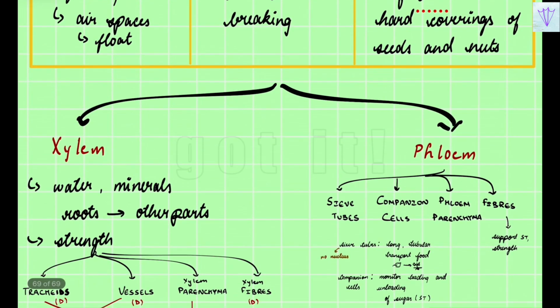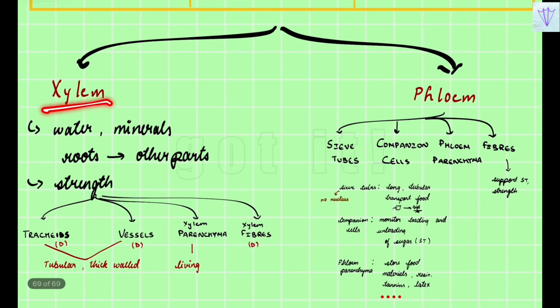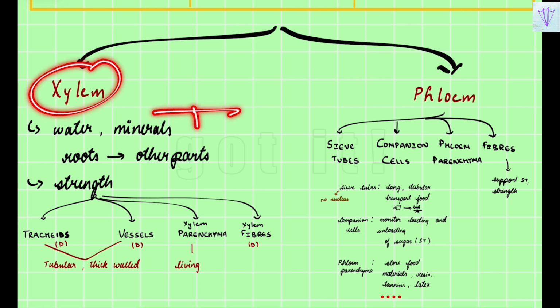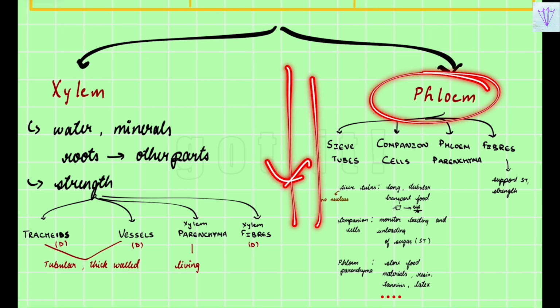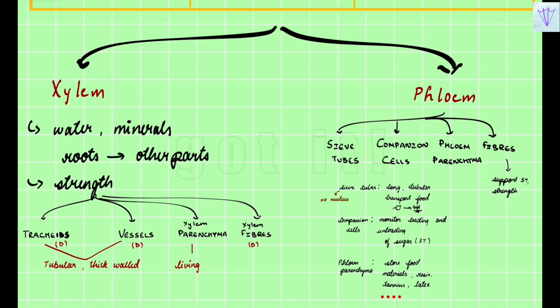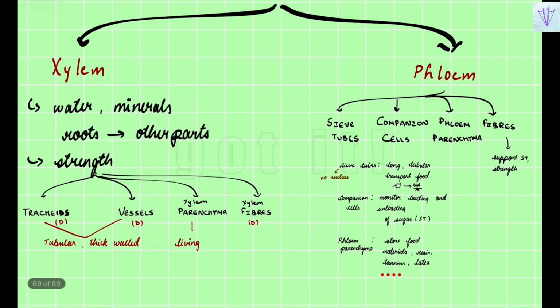So next, moving to the conducting tissue, that is the xylem and the phloem. So why is it called conducting? Because xylem will help in the flow of water and minerals, while phloem will help in food conduction. And xylem flow is in one direction, that is from root to the other parts of the plant, but in phloem you will have bidirectional flow. And xylem will also provide strength to the plant.